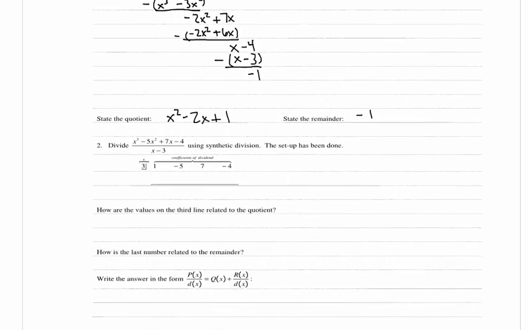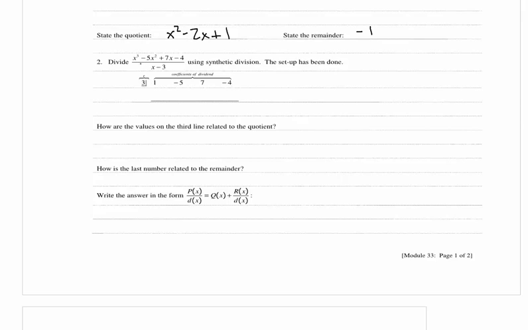Now in 2, they want us to divide x cubed minus 5x squared plus 7x minus 4 divided by x minus 3 using synthetic division. And the setup has been done. So when we're in the form of x minus r, then our r value goes here off to the left, and then our coefficients of our dividend go across. And the first thing that we do when using synthetic division is bring down this first coefficient of the dividend underneath our horizontal line, and then we're going to multiply 3 times 1, and that gives us 3.